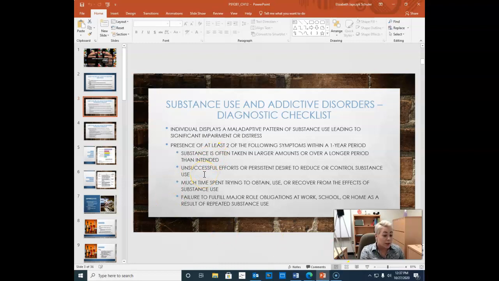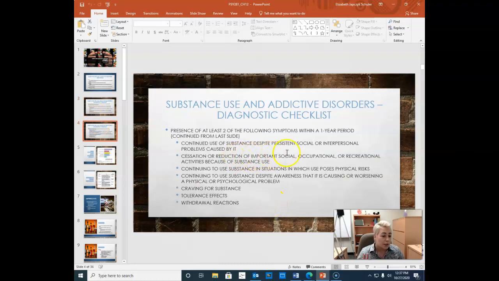Unsuccessful efforts or persistent desire to reduce or control substance use, so you want to get off of them, but you can't, and you've tried, but you're just not successful. Much time spent trying to obtain, use, or recover from the effects of substance use. Failure to fulfill major role obligations, so this could be at work, at school, or at home. Because of your substance use, you're ignoring your other responsibilities. And we also have the presence of at least 2 of the following symptoms within a year period.